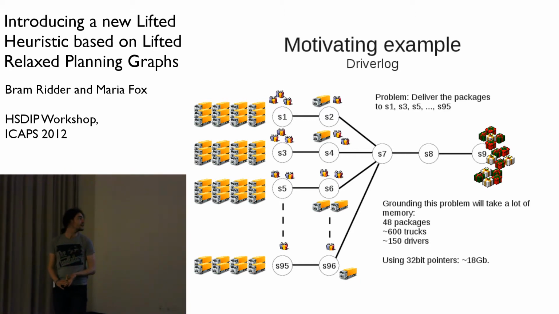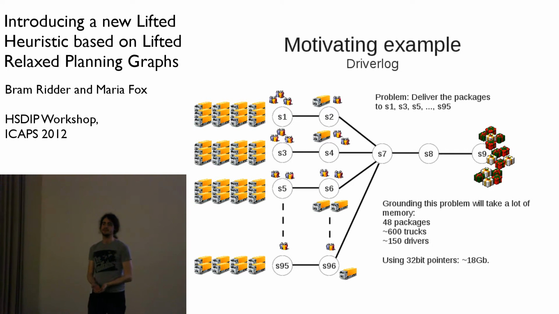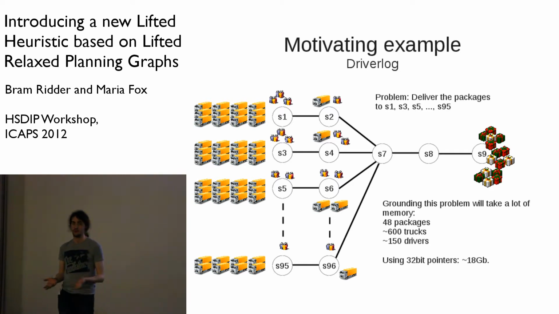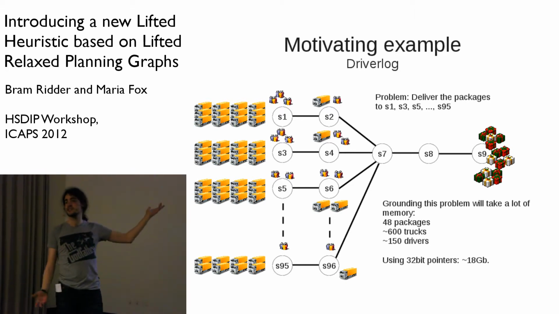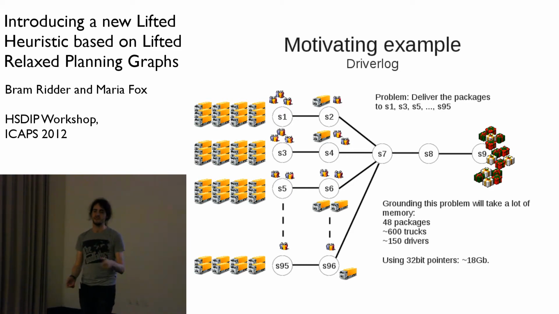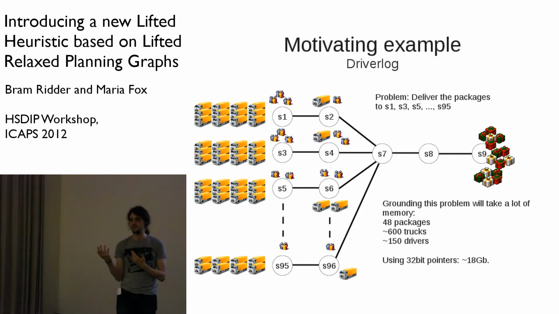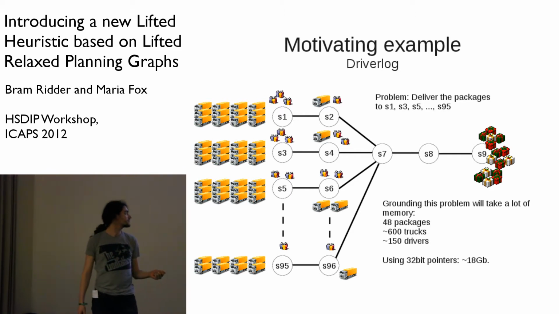if you want to ground this, just the actions that need to be represented in memory are going to take 18 gigabytes alone, which for most systems is way too much. Whereas the problem itself is easy to solve if you don't want to do it optimally. It's one truck, one driver, just drive around and lift every package individually, you're done. We as humans can do this, but you present it to a planner and it fails.